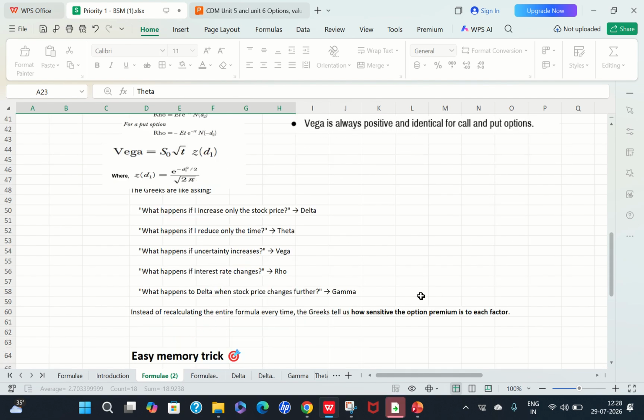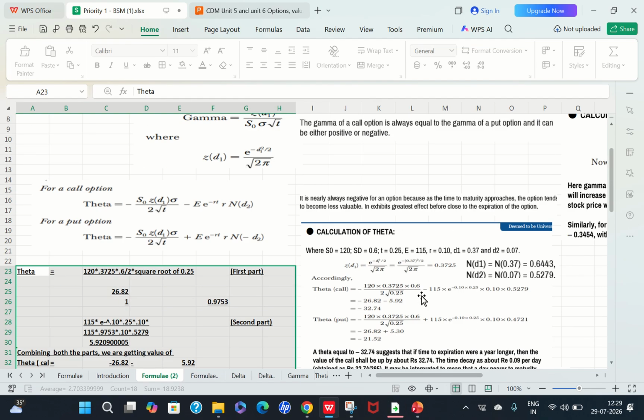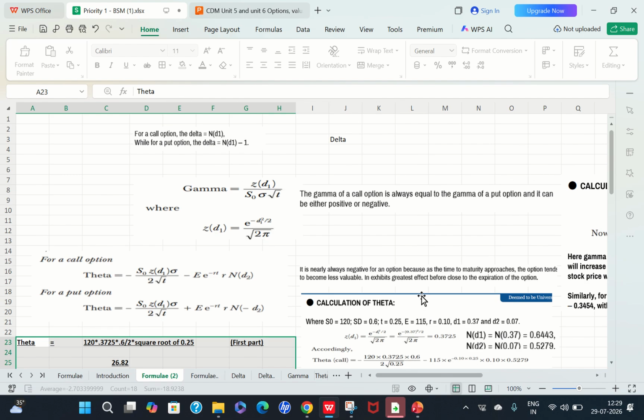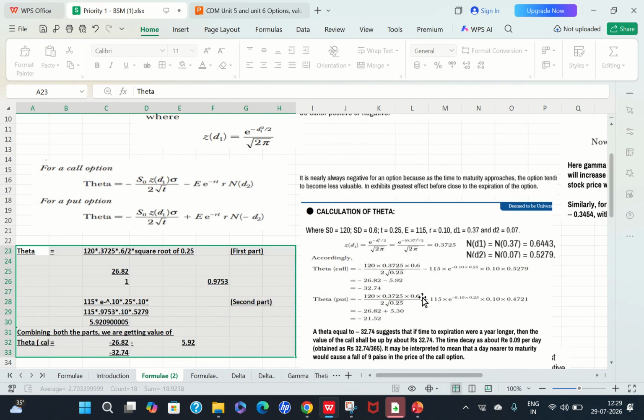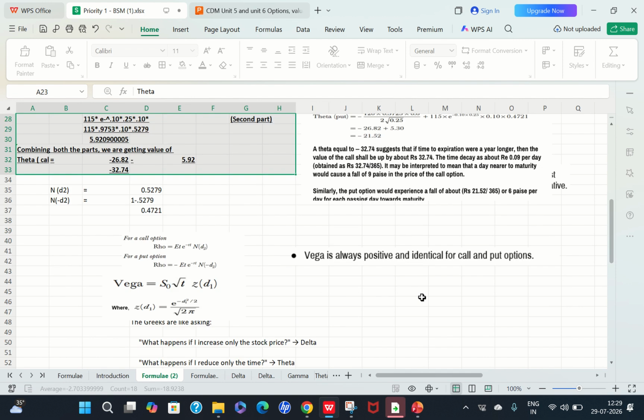So let's park Vega. Vega is a straightforward thing. Let's take it as an exam homework and complete it. Probably we will catch up tomorrow to complete rho and Vega, so that once we complete rho and Vega, we have completed the entire 10 marks sum of the Black Scholes model. Okay, fine. Any doubts?